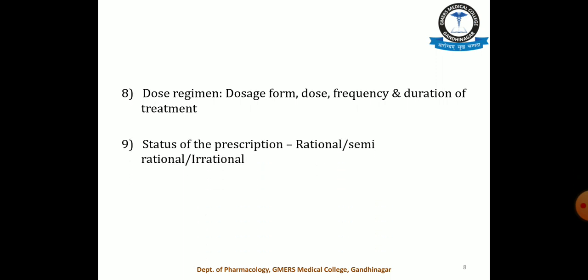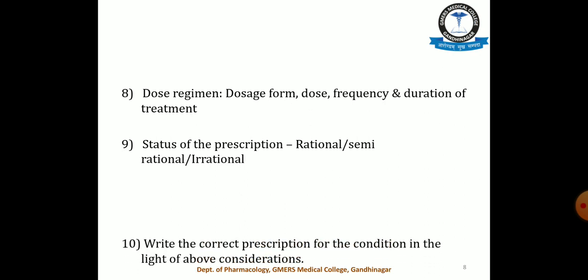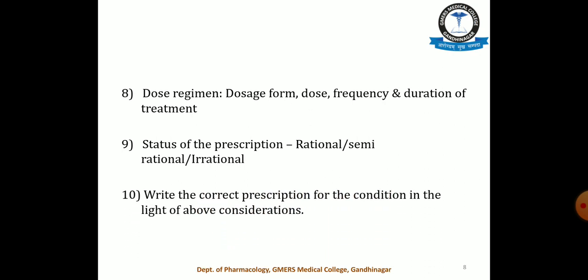And based on these criteria, you have to finally write the status of the prescription, whether it is rational or irrational, along with your justification points. Sometimes the majority of the points are covered but certain minor points are not, and based on this you can say the prescription is semi-rational, but this is theoretical. In the exam you have to write whether the prescription is rational or irrational, and then you have to rewrite the correct prescription for the given condition.